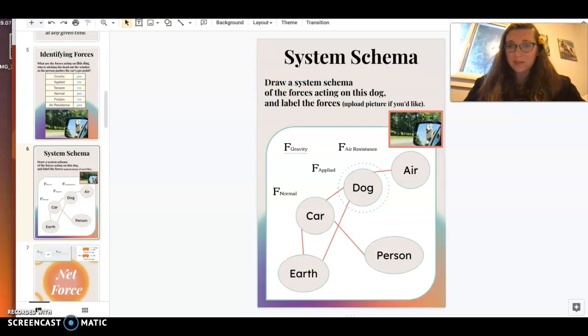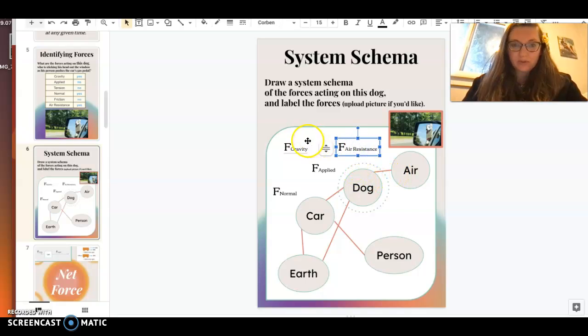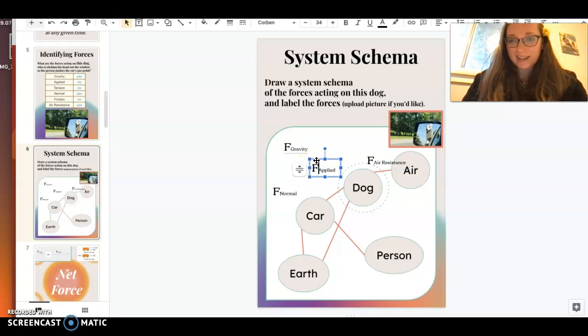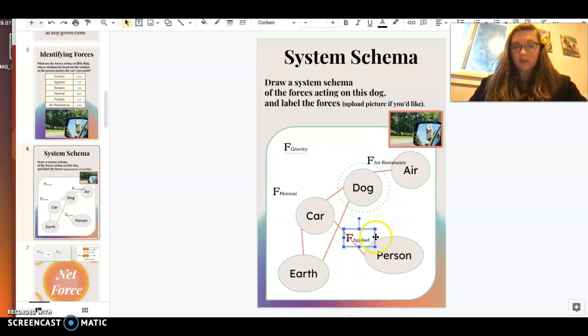Okay, here's the system schema that I came up with for this situation. The dog is our object of focus, so we have that one in the dotted line. We said that there is a force of air resistance working on it, so that air resistance is between the dog and the air. We said that there is an applied force, but it's not acting on the dog. That is between the car and the person that's driving the car.